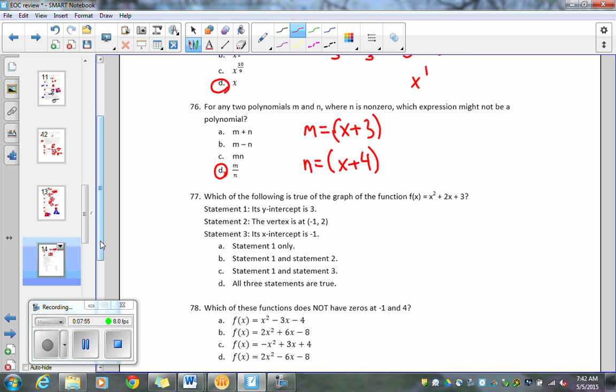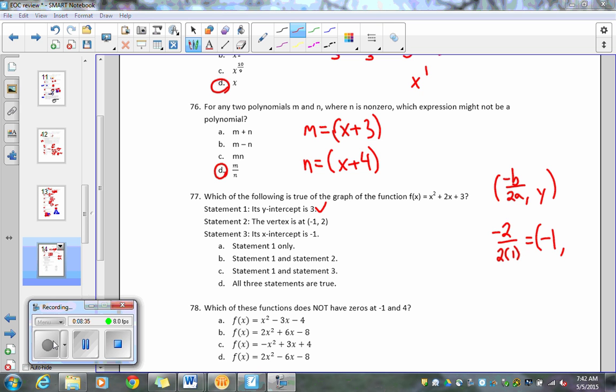77. Which of the following is true about the graph of the function? The y-intercept is 3. That's true, because remember the C is always going to be your y-intercept, so good job. The vertex is -1, 2. The way you figure out the vertex is negative b over 2a, and then you plug in whatever that is for x to find y. So b is 2, so that'd be -2 over 2 times 1, which gives you -1 for my x coordinate. And I'm going to plug -1 into here to figure out my y coordinate, and that ends up being 2. So yep, that's a true statement as well.